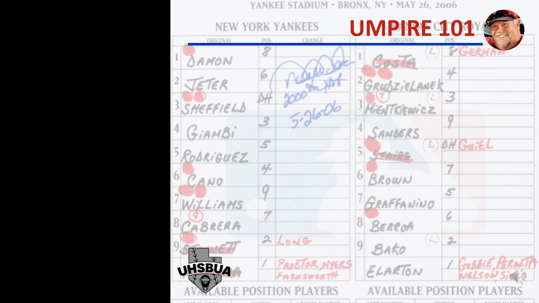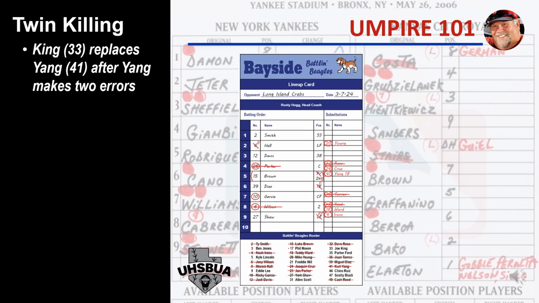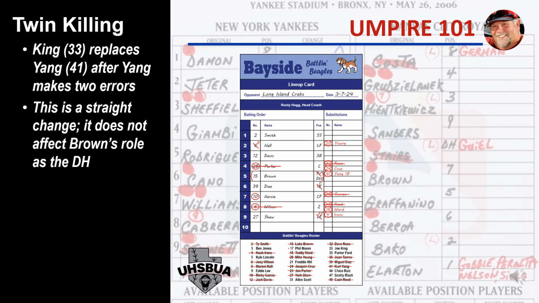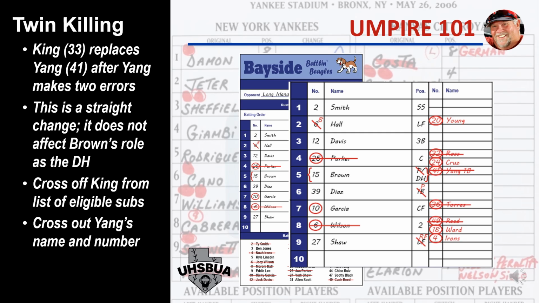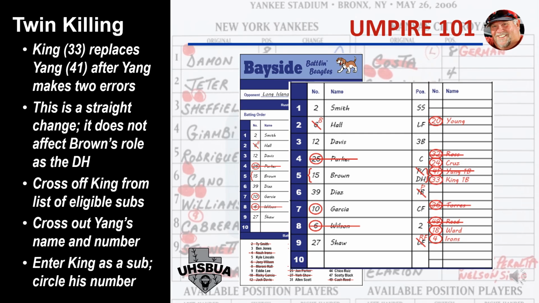Unfortunately, Yang makes 2 errors, and Coach Hogg opts to replace him with number 33, King. This is a straight change that still does not change anything to do with Brown's status as the DH. To show the change on the lineup card, we cross off King from the list of eligible subs. Then we cross out Yang's name and uniform number and enter King's name and uniform number, taking care to circle the number and enter his defensive position.